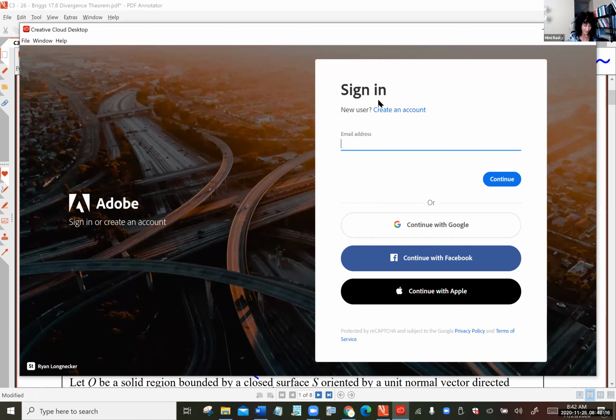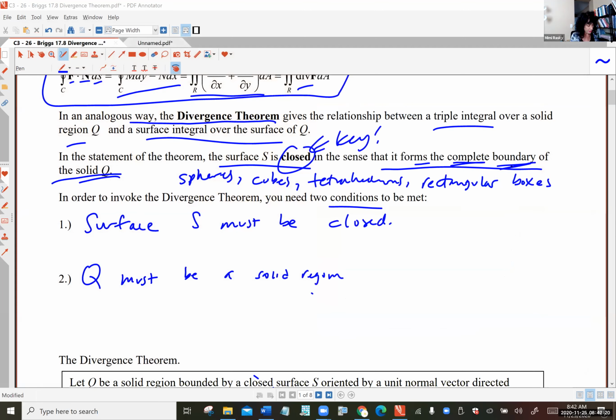Oh, I do not want to sign into Adobe. I don't know why it wants me to. Why does it want? No.